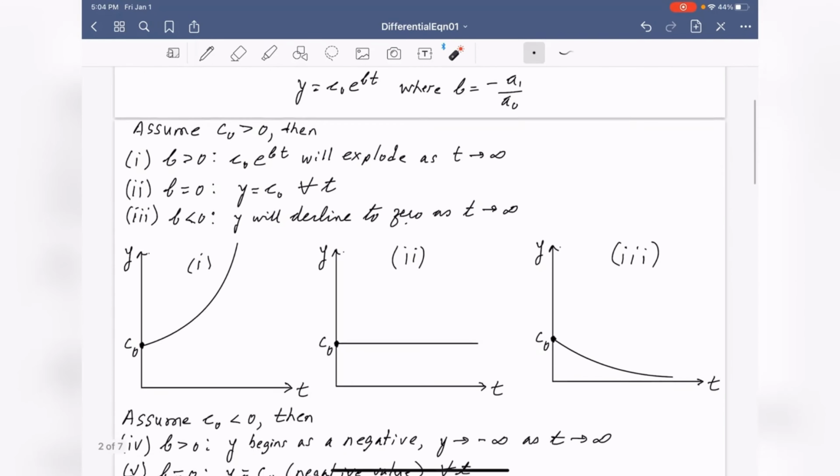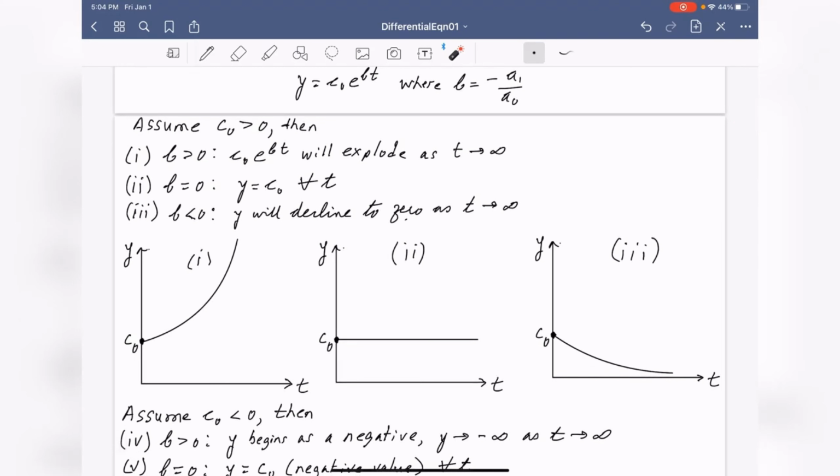So let's assume that c0 is greater than 0. Then we have three cases to consider. First off, if b is greater than 0, then e to the bt multiplied by c0 will explode as t goes to infinity. The second case is where b is equal to 0, so then it implies that y is equal to c0 for all values of t. The third case is that b is less than 0, so in that case y will decline to 0 as t goes to infinity, because this b is less than 0.